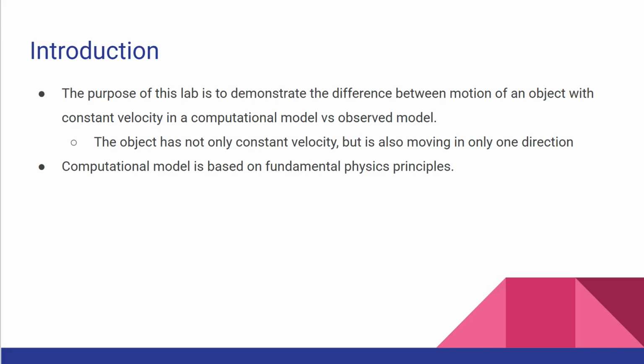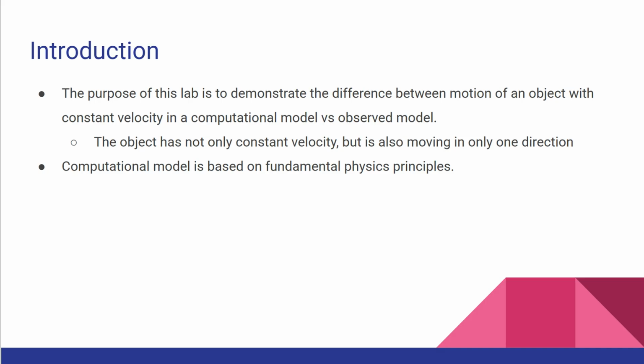To begin, I will outline the purpose of this lab and the fundamental physics principles in this introduction. The purpose of this lab is to demonstrate the difference between the motion of an object with constant velocity in a computational model versus an observed model. This object not only has constant velocity, but is also moving in only one direction. The computational model we use is based on fundamental physics principles.